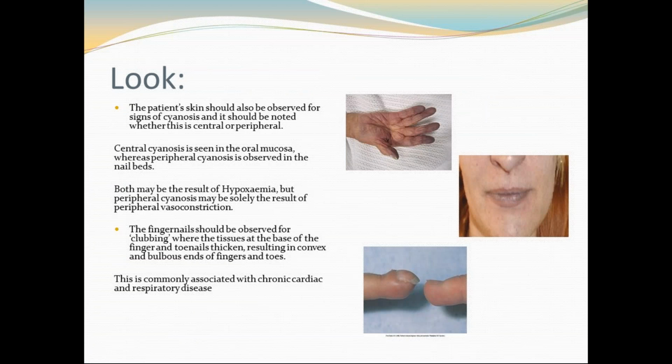So let's look. What are we looking for? Well, we're looking at all the things I've just been talking about: the respiratory rate, the pattern of breathing, how much effort is required for the breathing. And the other thing I briefly touched on earlier, and I knew I was going to come on to it, is cyanosis. So you're looking at two things. You're looking to see the signs of cyanosis, central, peripheral.